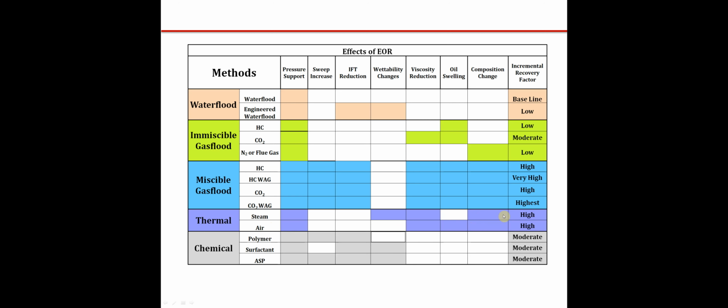Steam, yes, in very shallow reservoirs, less than 1000 meters, gives an extremely high recovery factor because it targets not only the viscosity, it also reduces the SOR, and I've seen it changes the wettability. In very dirty reservoirs, clay reservoirs, from oil wet it has changed to water wet because of high temperatures. So you see the effectiveness of thermal.